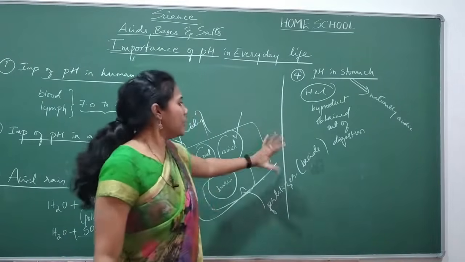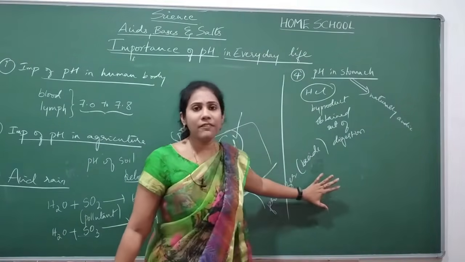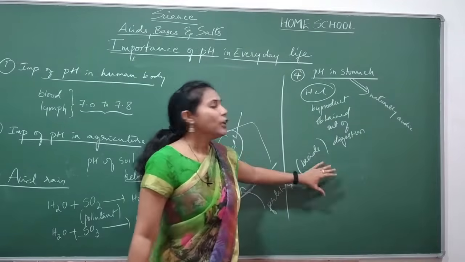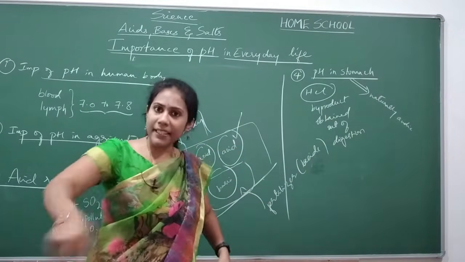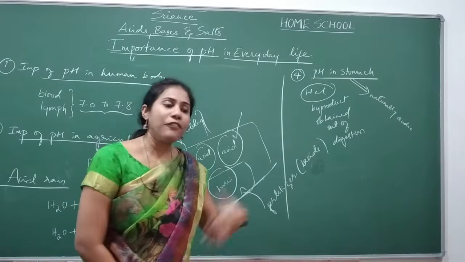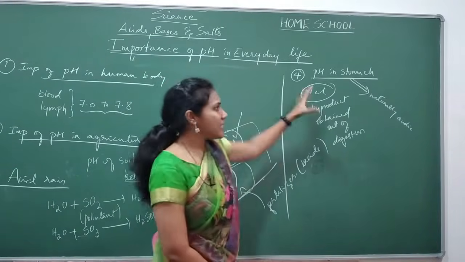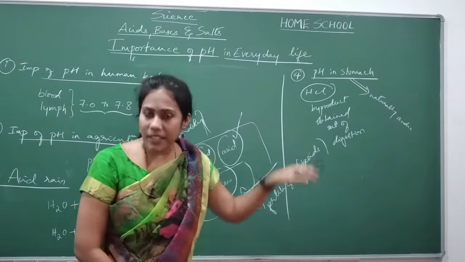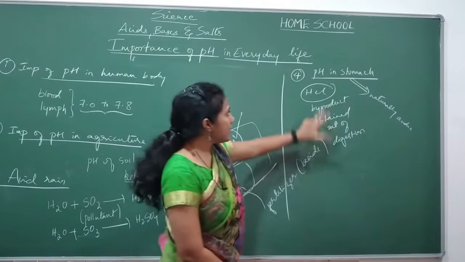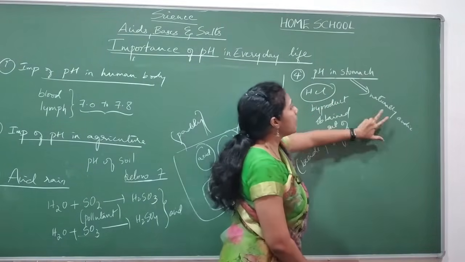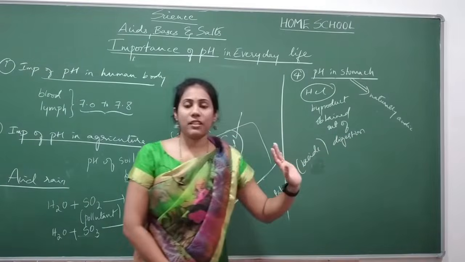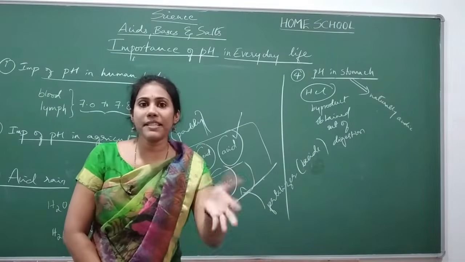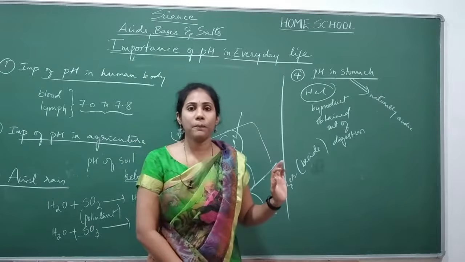So this is a normal process that happens in our body. You take food, it goes to the stomach, there the digestion reaction occurs. After the digestion reaction, HCl is the byproduct released in the stomach. That is the reason the pH value in the stomach is always acidic in nature, that is below 7, maybe 6.5 or 6.6.